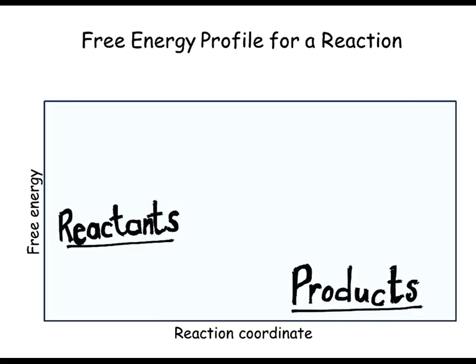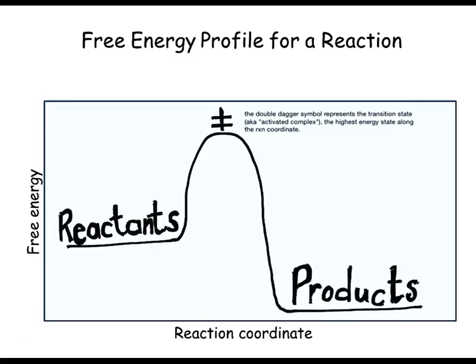In this case, I've drawn the products with lower free energy. We'll do an example of one where that has higher free energy later. But the important part of our free energy profile is that we have a hill that we have to overcome. The reactants have to travel through a high energy state called the transition state in order to get to the product side. This double dagger symbol that you see here is a common symbol used for the transition state.